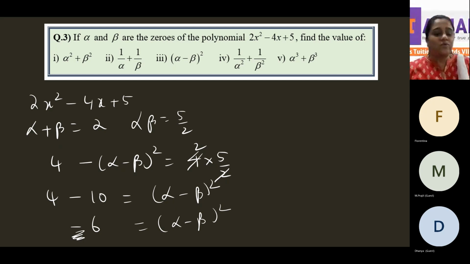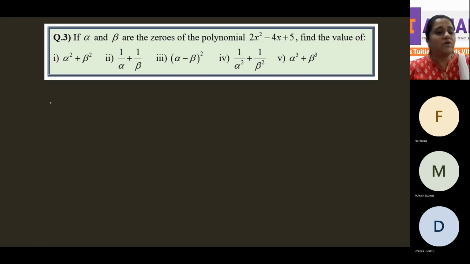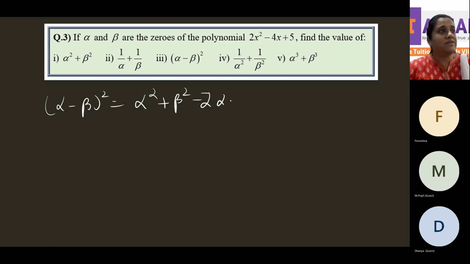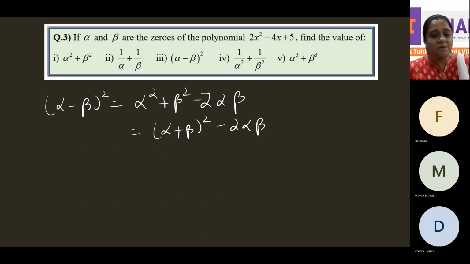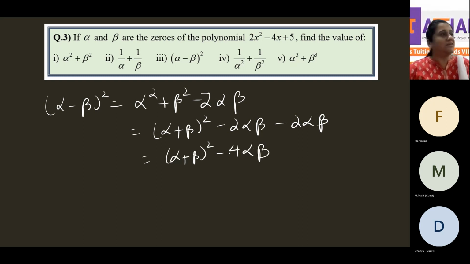All right. Otherwise, for others who have done this, see here, some of you have done this. Alpha minus beta, the whole square is equal to alpha square plus beta square minus 2 alpha beta. Then what is this alpha square plus beta square? Alpha plus beta, the whole square, minus 2 alpha beta. And minus 2 alpha beta, which is already there. So that is alpha plus beta, the whole square, minus 4 alpha beta. This is also correct. It's the same identity you're getting here. Minus 2 alpha beta, minus 2 alpha beta is minus 4 alpha beta.